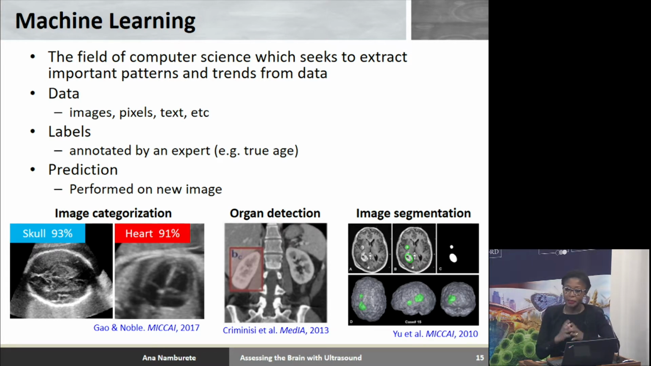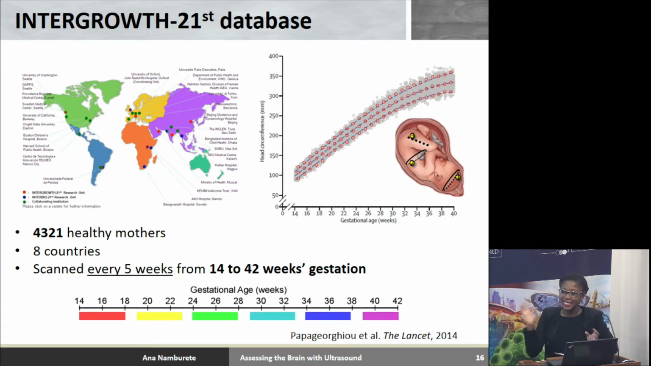Now, whenever you want to use machine learning, you need big data. And this is where this wonderful study comes in. This is the Intergrowth 21st study. I know that Kevin March has worked on this, and I think a few people in the audience I recognize from the network. It's a large multi-site study, and they collected data from over 4,000 healthy mothers all across the world, and these mothers were scanned every 5 weeks during their pregnancy. So it's a comprehensive longitudinal study.